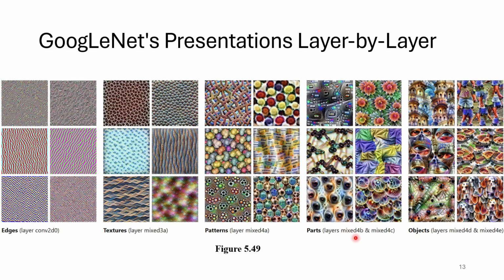And in the 4b and 4c layers, they started to see parts. So you can see there are some structures. Then in the 4d and 4e layers, they started to see objects. What is it? As you see in this image, it looks like a structure or a building. And in this image, you see the part of, it looks like some body part.